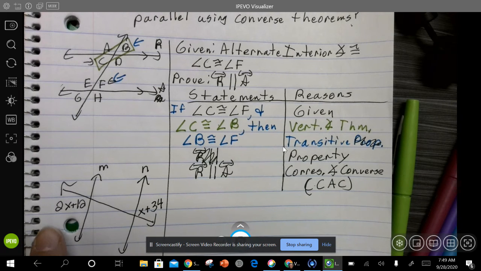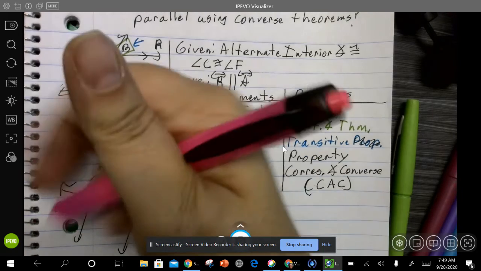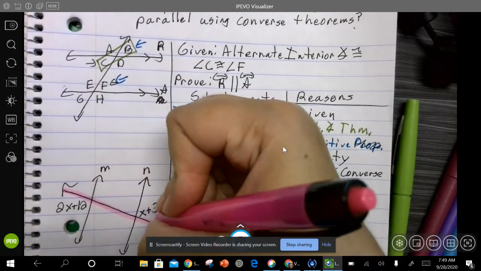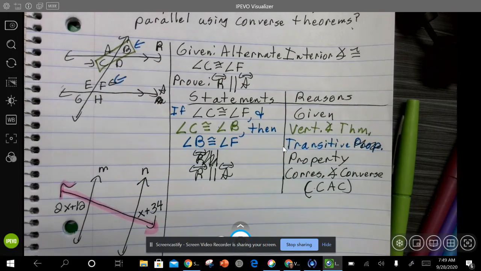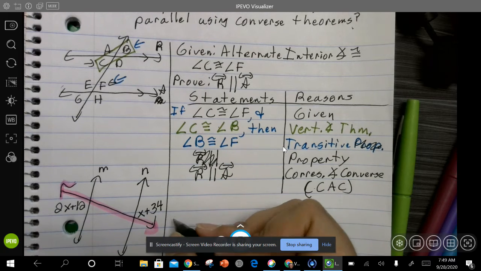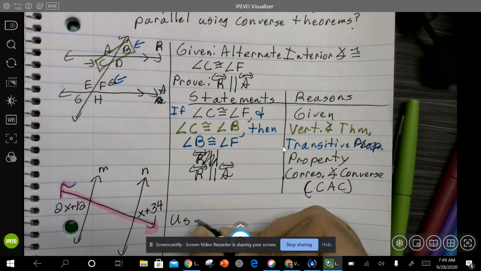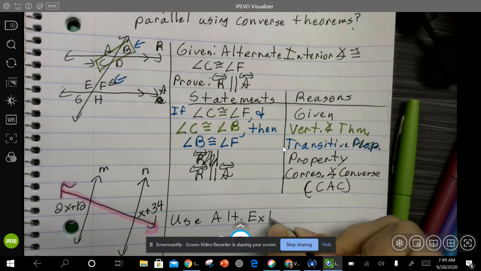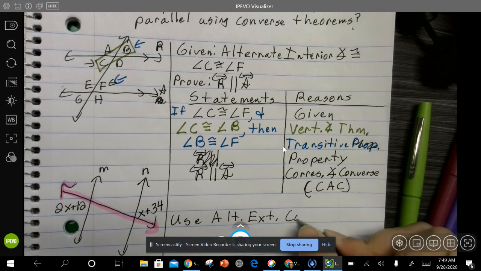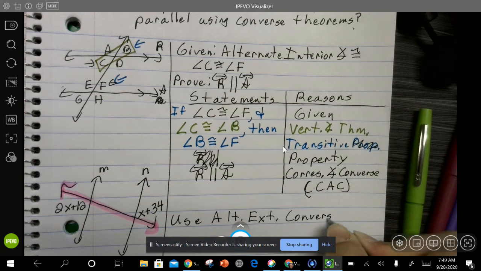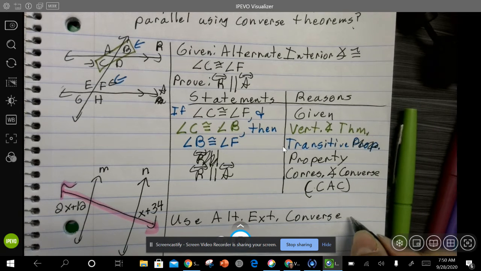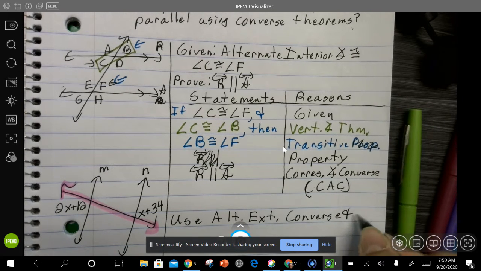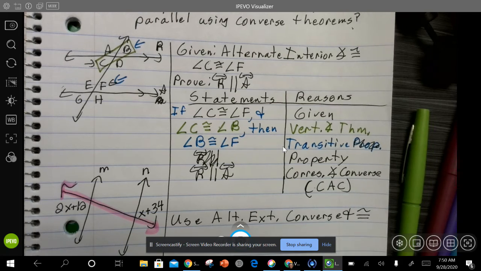So this one, they are on opposite sides outside. They're on opposite sides of the transversal and they're outside. So we're going to use the alternate exterior converse. Okay, their angle relationship is that they're congruent.